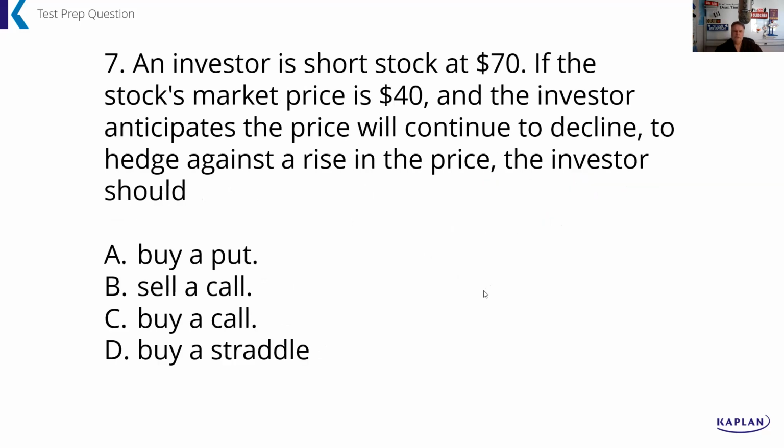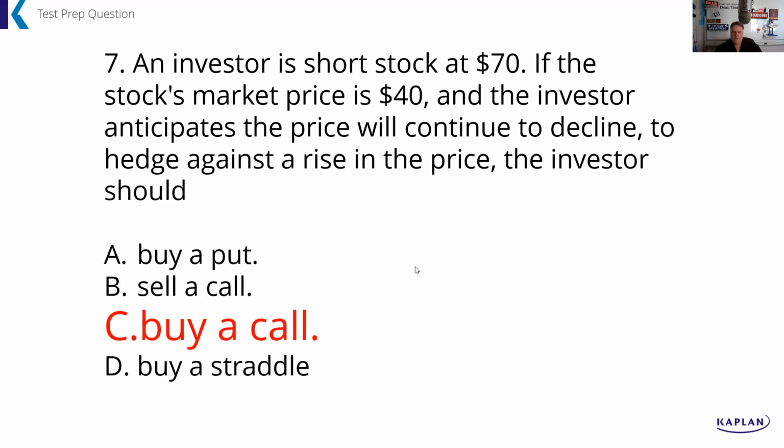An investor is short stock at 70. The stock is now 40. So far, so good, right? I'm trying to sell high and buy back low. I haven't bought it back low yet. I anticipate the price will continue to climb. That's cool. To hedge against a rise, so I want protection. Remember, when I want protection, I'm going to buy the option. And what I want to have a choice to do is buy back the borrowed stock. And so I'm going to buy the call.